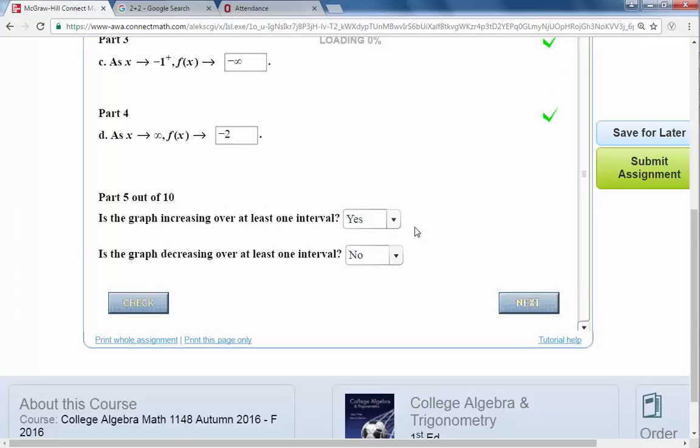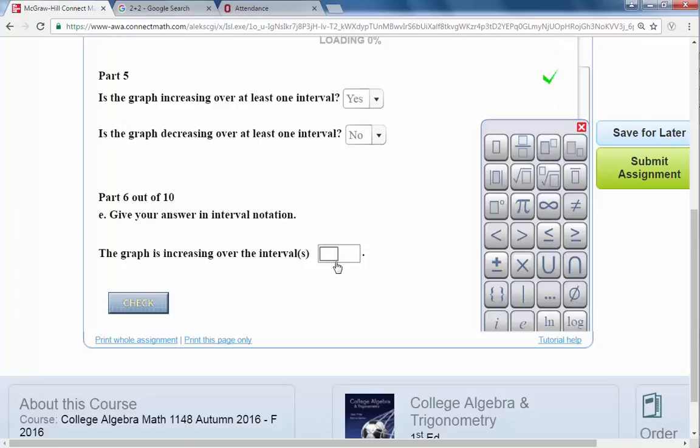I think they're going to ask where. Yes, it's increasing all the time, from negative infinity to infinity, except at -1. So you need to exclude that by taking a hole there, like splitting your interval into 2 pieces. Negative infinity to -1, and you're taking a break at -1 and continuing afterwards.